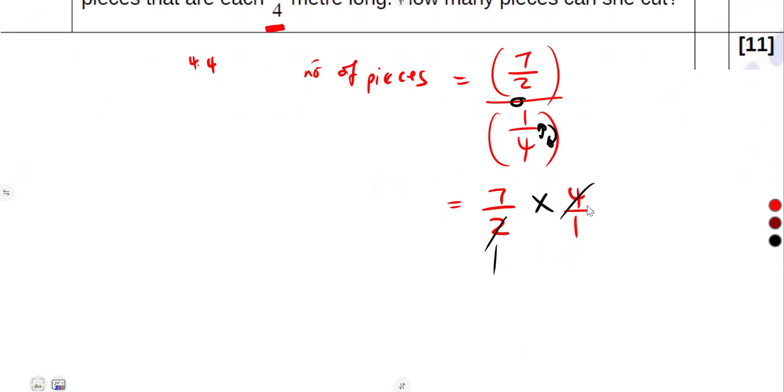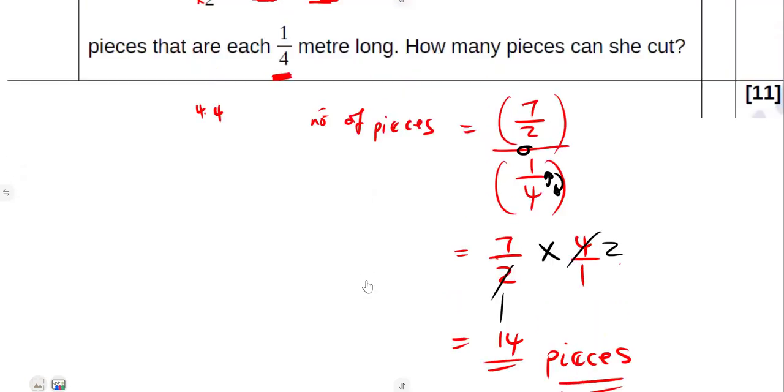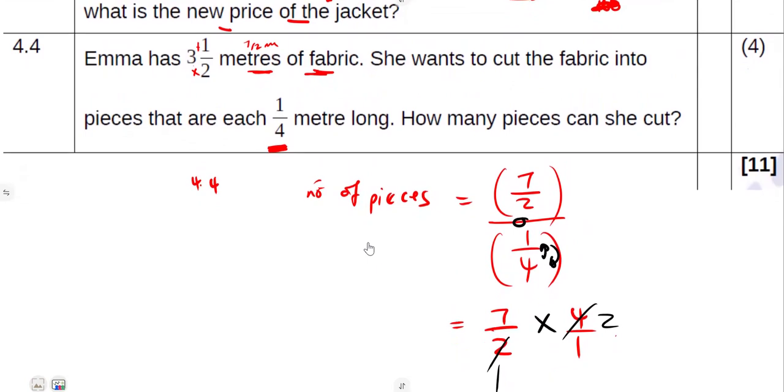So these are the number of pieces that she's going to obtain. 2 into 2, that's 1. 2 into 4, that's a 2. So 7 times 2, that's 14/1, which is 14. So she is going to obtain 14 pieces from 7/2 meters of the fabric that she had. Just like that. All right.